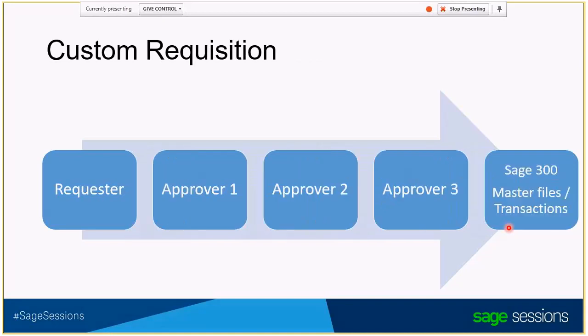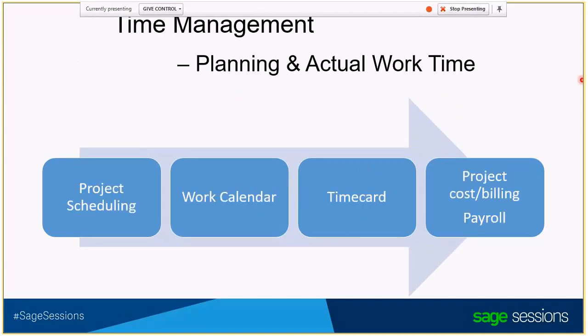And we have custom requisition. The requester can raise the requisition, and it goes to approval 1, 2, 3, then goes to Sage 300 to update the Sage 300 master files or create some Sage 300 transactions. And we have the item usage, right? Item usage, okay.